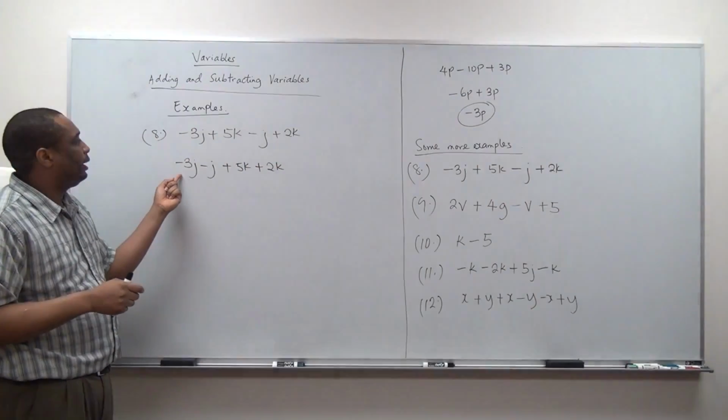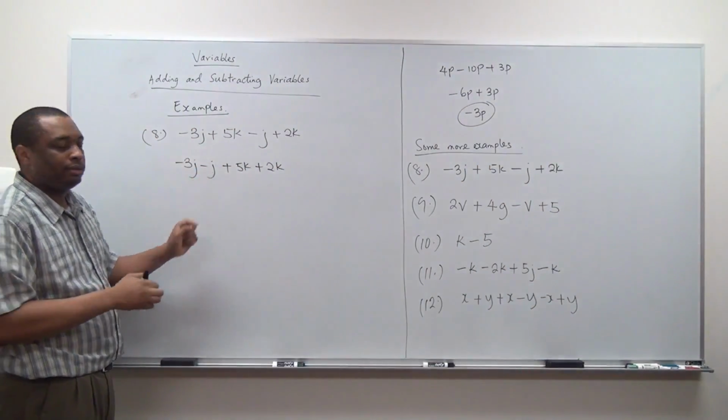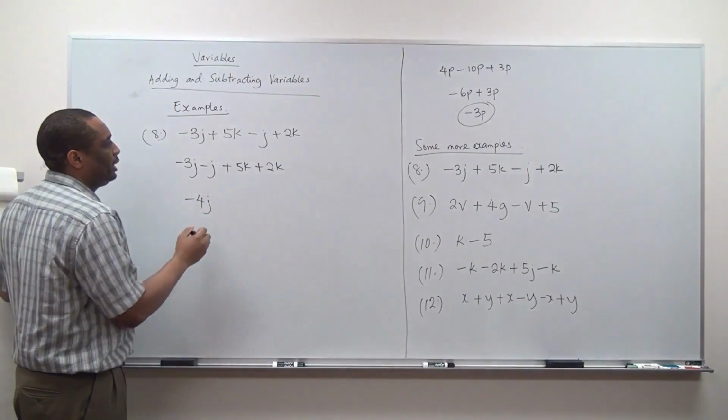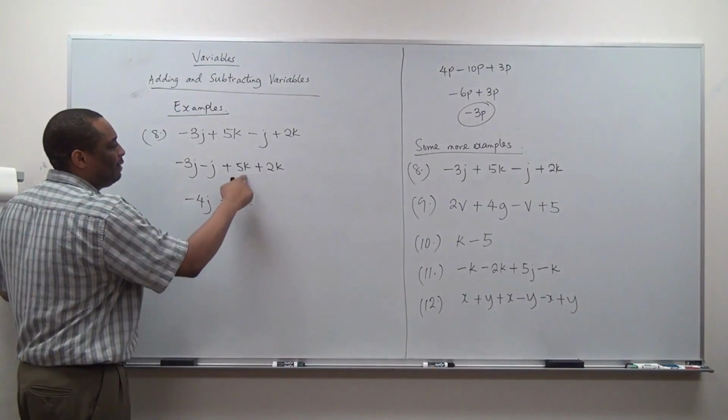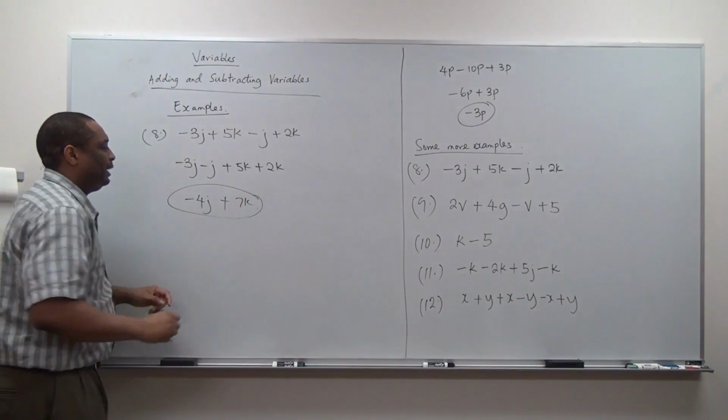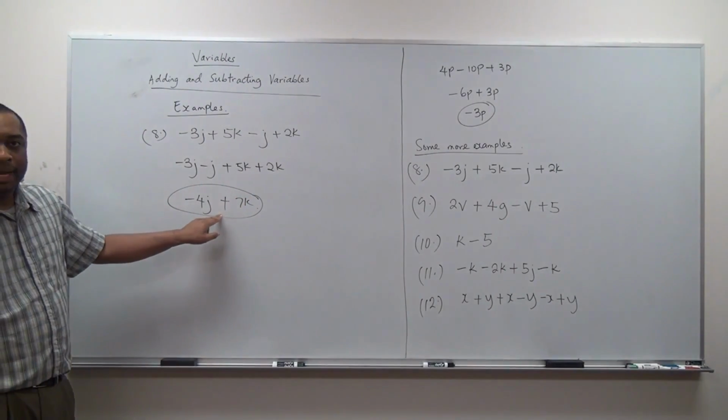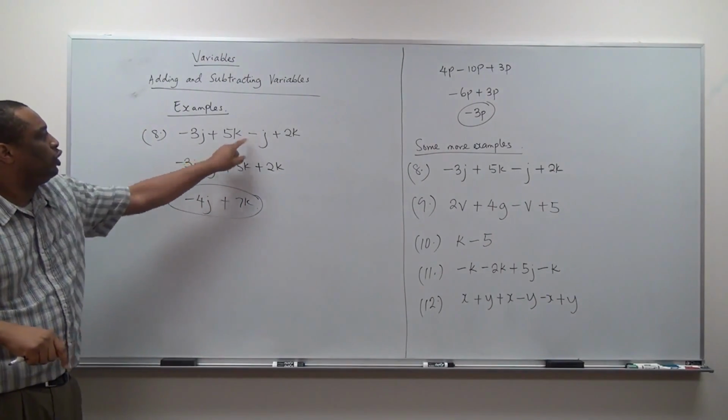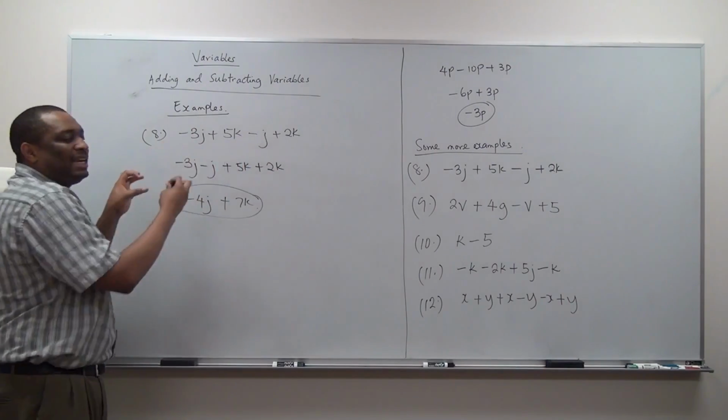So here you owe 3, you owe 1. So that means you owe 4, negative 4j plus 7k. You have 5, you have 2. And that will be the answer. Remember what I said. You don't change the sign. You just get them as they are.